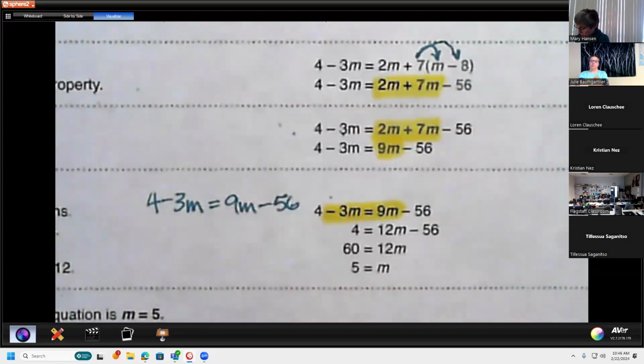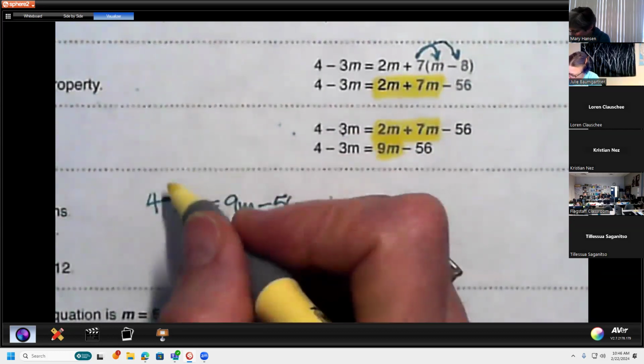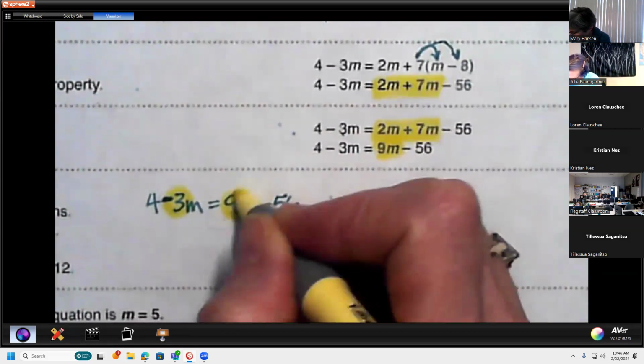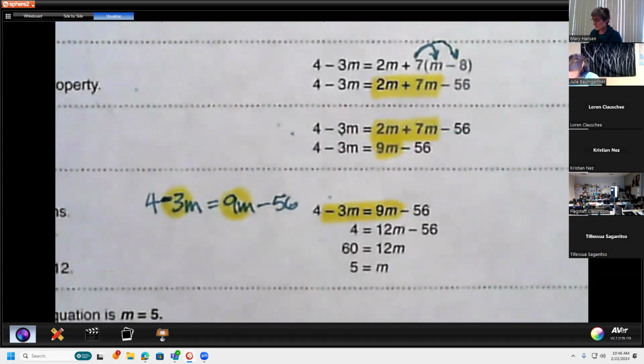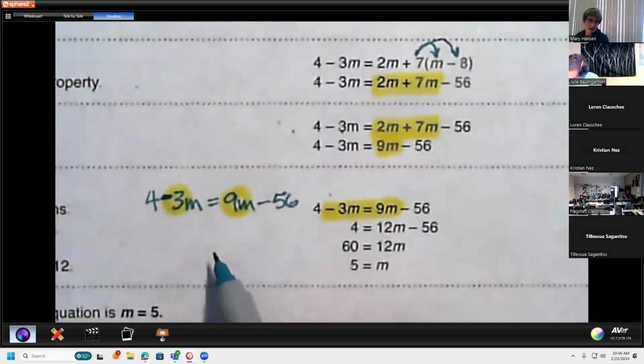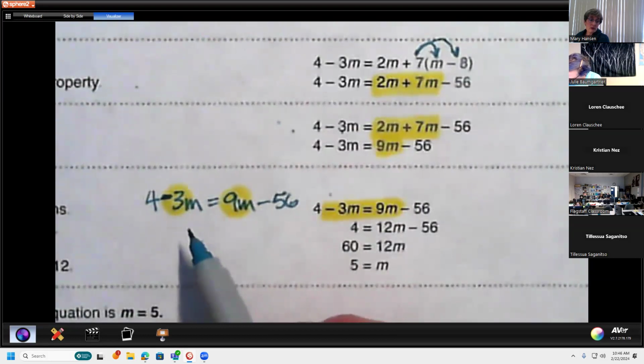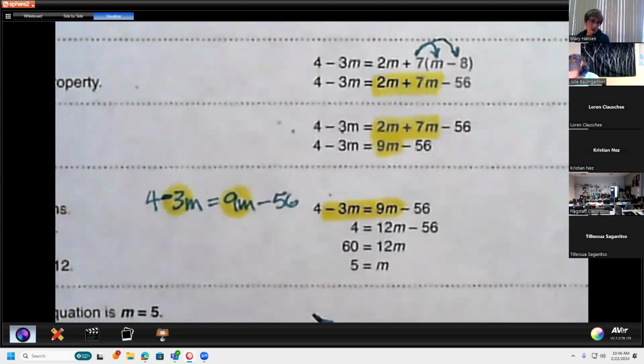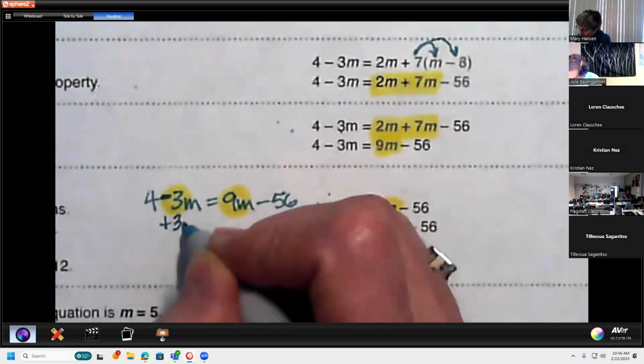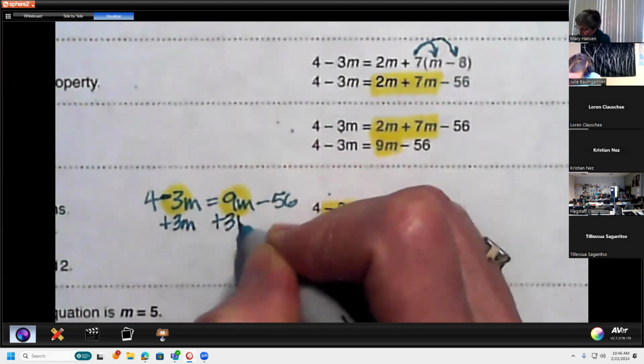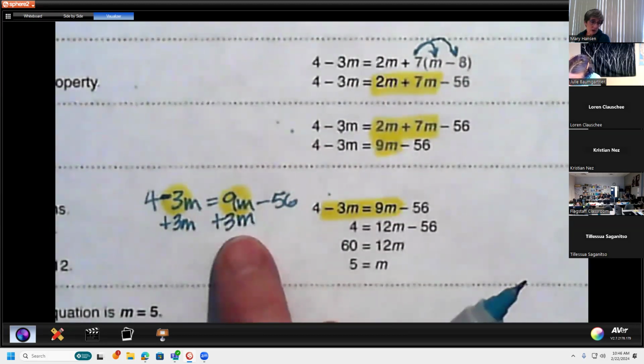And if you look, you have 4 minus 3m equals 9m minus 56. So I have minus 3m over here, and I have a 9m over here. And they're on opposite sides of the equation, so I can't just add them together. But I can remove them from one side and do the same operations to both sides of the equation so that all the m's get collected together. Adding 3m is a good idea because I'm going to get a positive 12m over here. And if we can keep the number in front of the variable positive, you will make less mistakes.